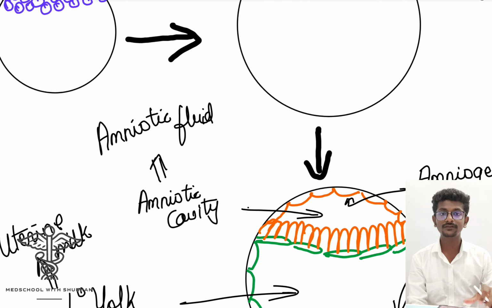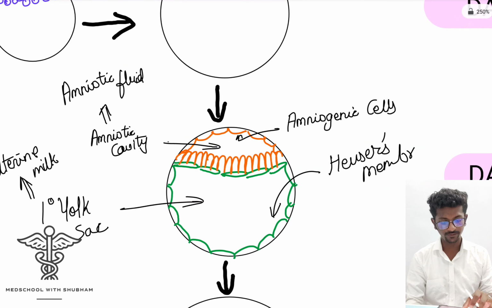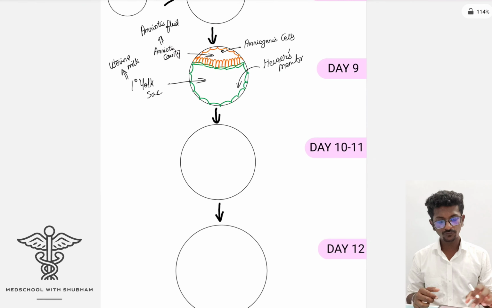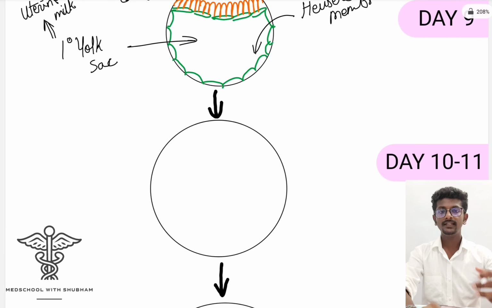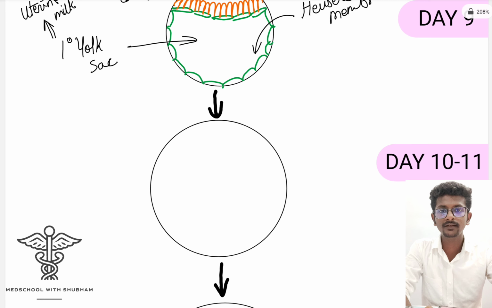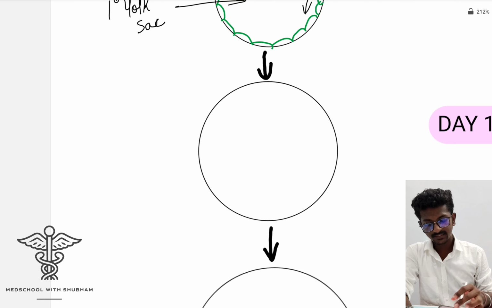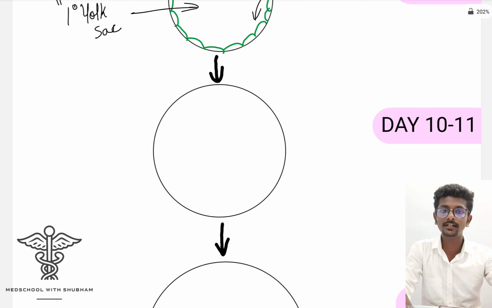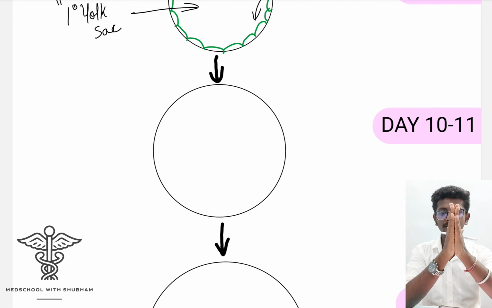The amniotic cavity contains a fluid which is called the amniotic fluid. So let's move forward. Now the cells of the primary yolk sac start proliferating, and they will form a loosely arranged cell layer between the cytotrophoblast and the Heuser's membrane.